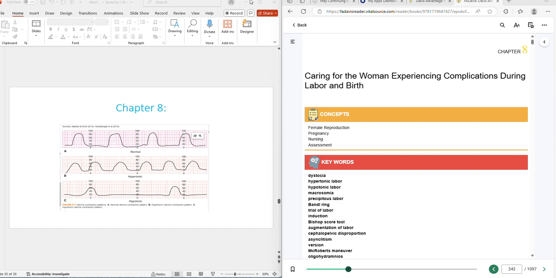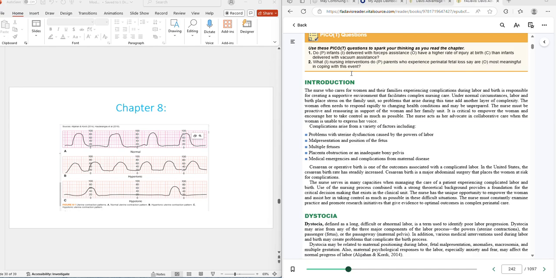Okay, so this is Chapter 8, Caring for the Woman Experiencing Complications from Labor and Birth. We're going to start on page 243.